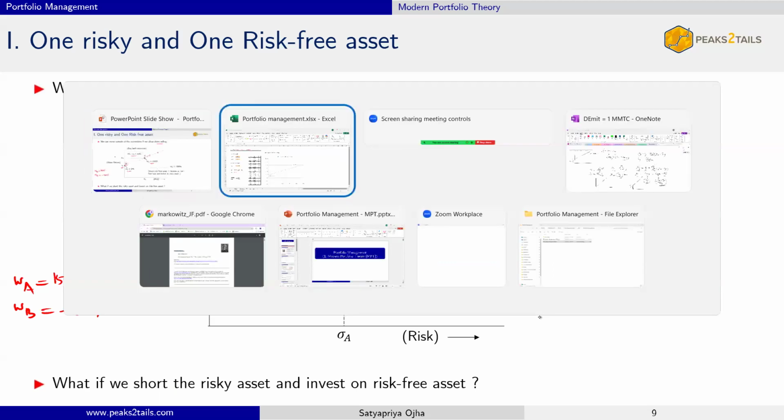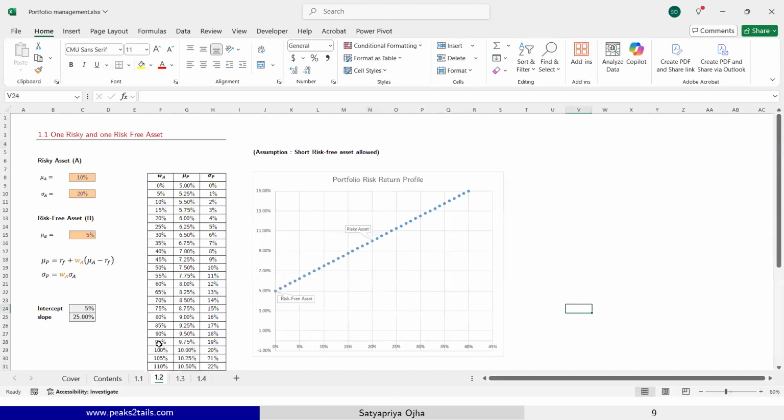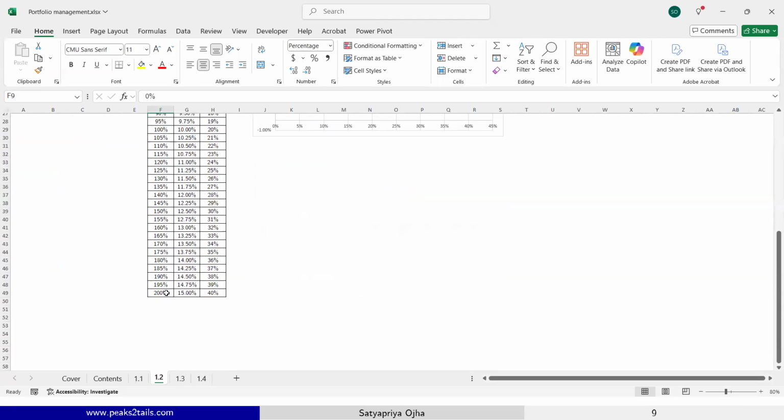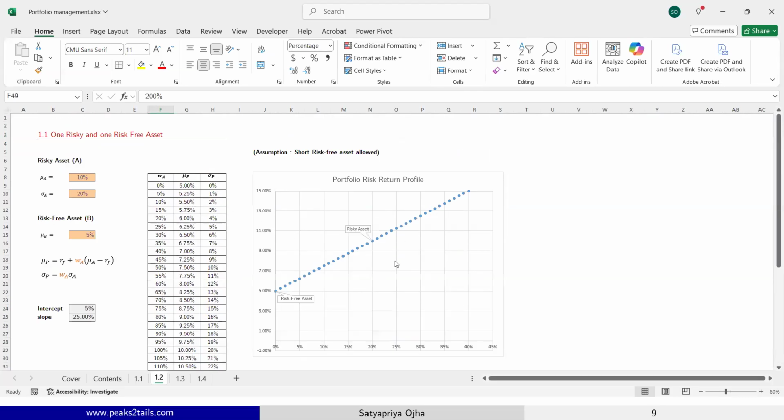And then quickly go back to Excel. The only thing that I did here is increase the weight of A from 0% all the way till 200%, right? And then you can have additional portfolios with much different risk return characteristics. Still, you'll be operating on this linear line. You cannot go outside of it, but it lets you go out of these bounds basically. Okay, it can be anywhere on this line. That's it pretty much. Okay, any questions before we take a break?